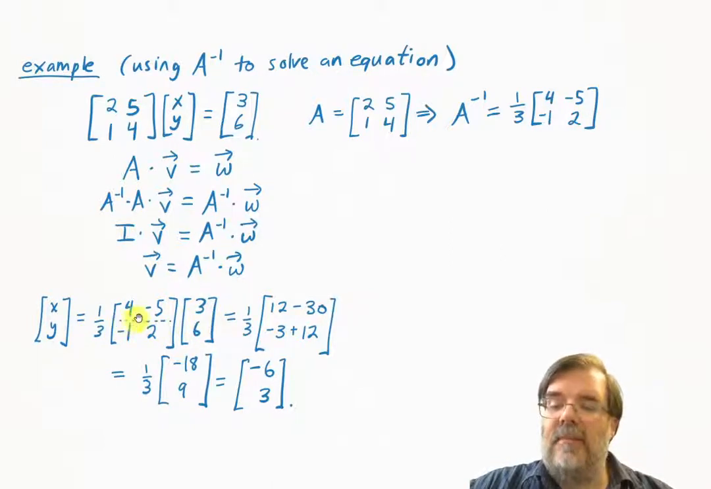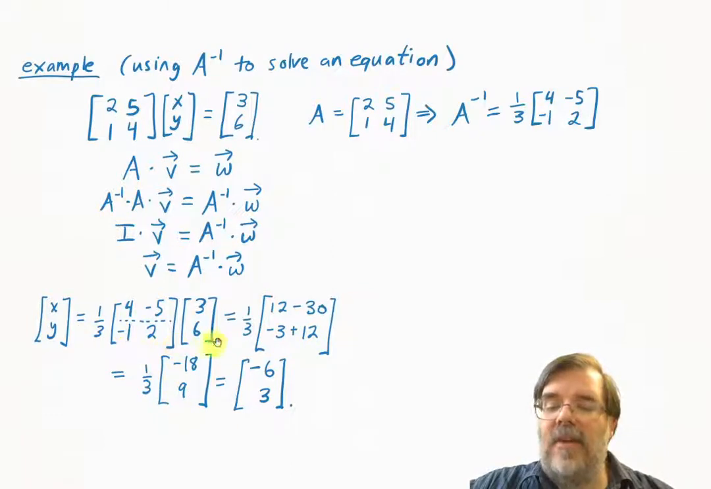So partition that matrix into rows. We've got 4 times 3 minus 5 times 6. It's 12 minus 30, which is -18. For the bottom entry, -1 times 3 plus 2 times 6. It's -3 plus 12, that's 9.